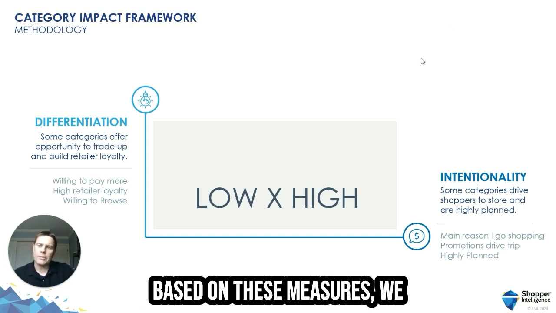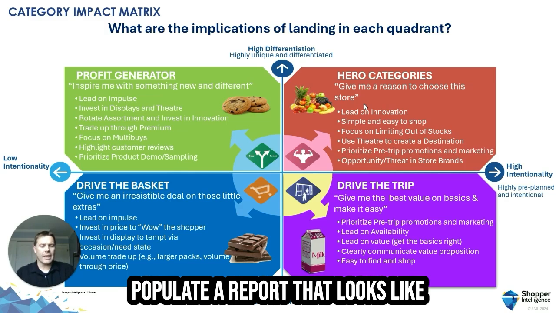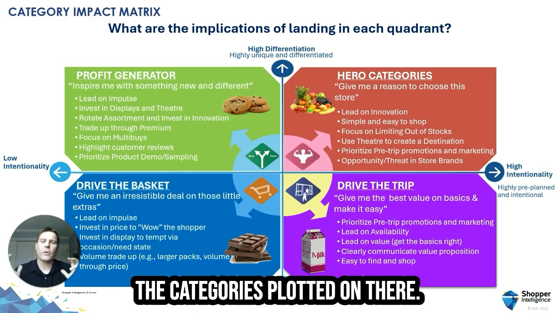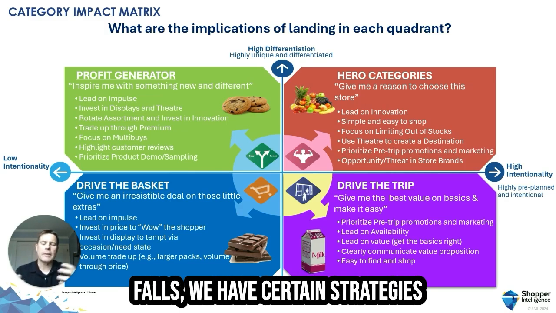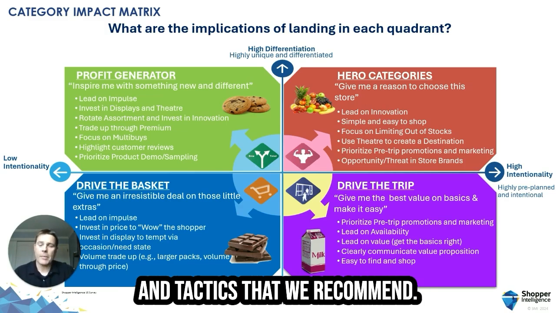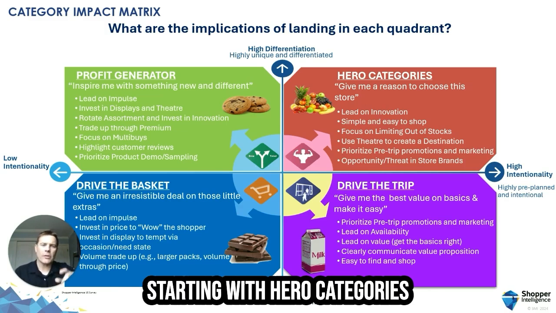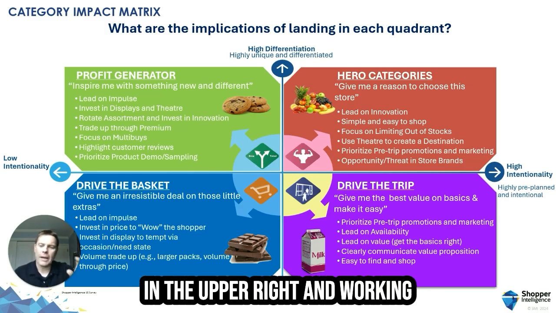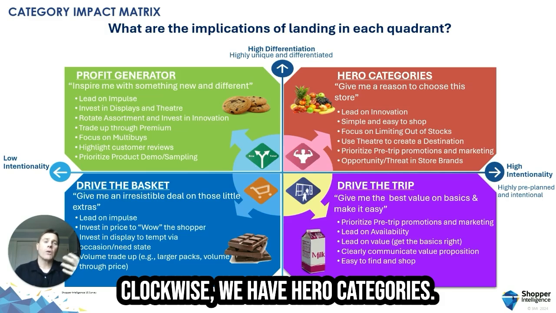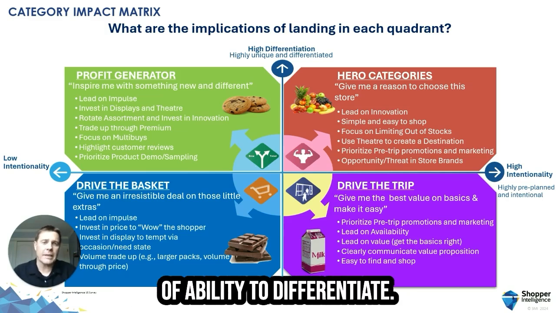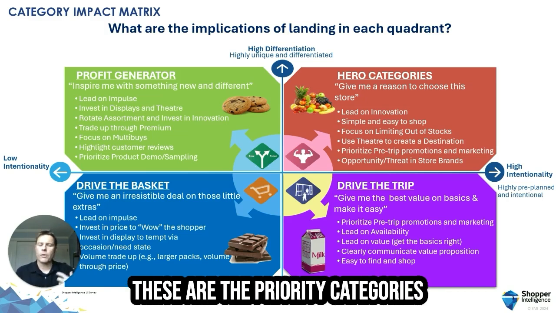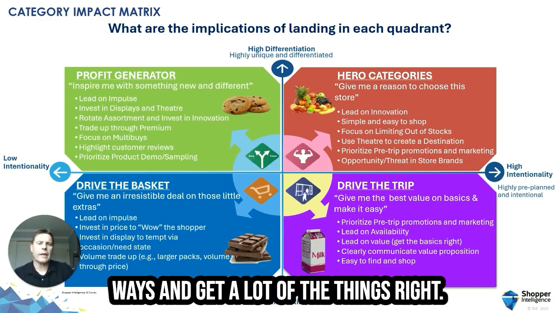Based on these measures, we populate a report that looks like this, but we will eventually have the categories plotted on there. Based on where the category falls, we have certain strategies and tactics that we recommend. The 4 quadrants, starting with hero categories in the upper right and working clockwise: we have hero categories, where the shopper is highly intentional and there's a high degree of ability to differentiate.